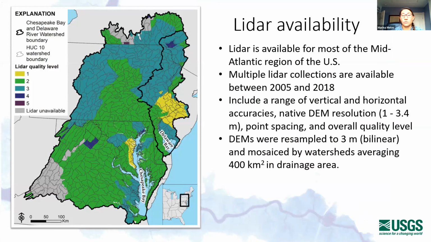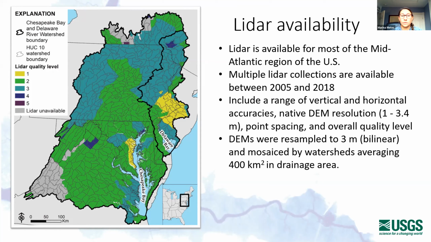LiDAR was available for the majority of these two watersheds. This map shows the availability of LiDAR, with the gray areas being the areas where we don't have LiDAR available. There are many data sets that make up the LiDAR availability for this large region, and the range of years is between 2005 and 2018. So you can imagine there's a range of LiDAR accuracies with these various data sets, and some DEMs were only available at 3.4 meters, and some are as high as 1 meter resolution.